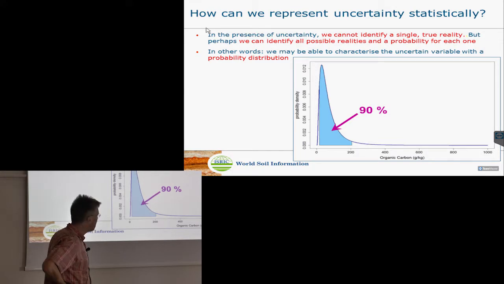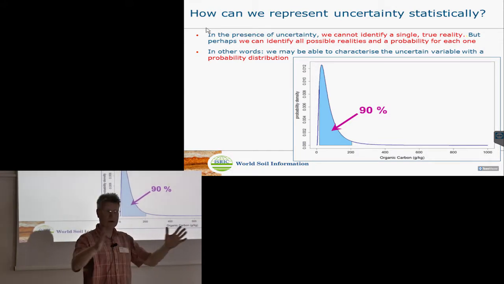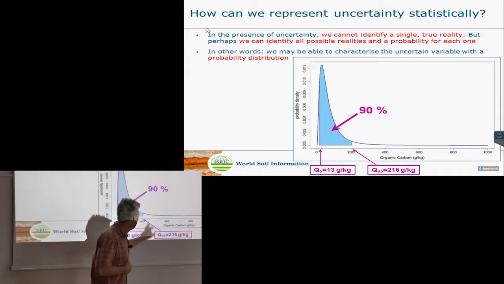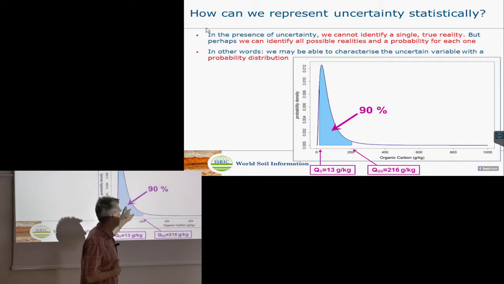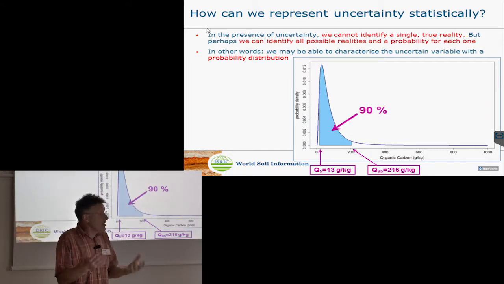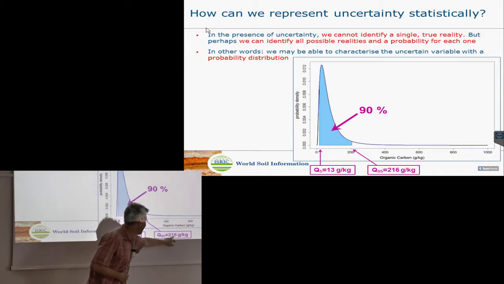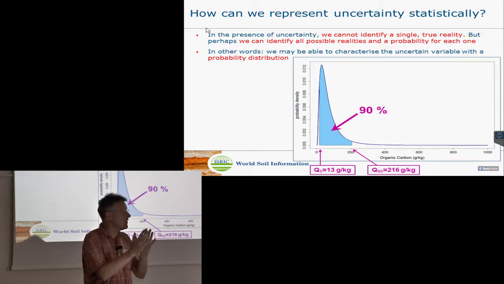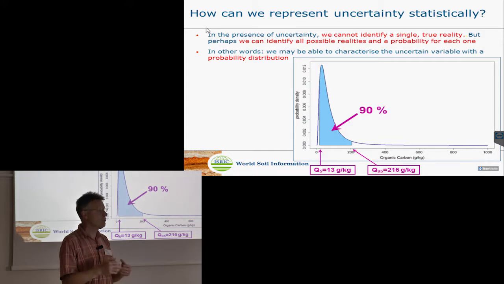I just plotted here an example where I'm quite uncertain, you see, because the distribution is quite wide. The 5% quantile and the 95% quantile, so between these two limits you have a 90% certainty that the true value is within these limits, they're quite far apart. So you're actually quite uncertain about the soil organic carbon concentration at that location. If the distribution were narrower, we would be less uncertain. And in the pathological case where the distribution is compressed to what they call a delta function, then all uncertainty would have disappeared.